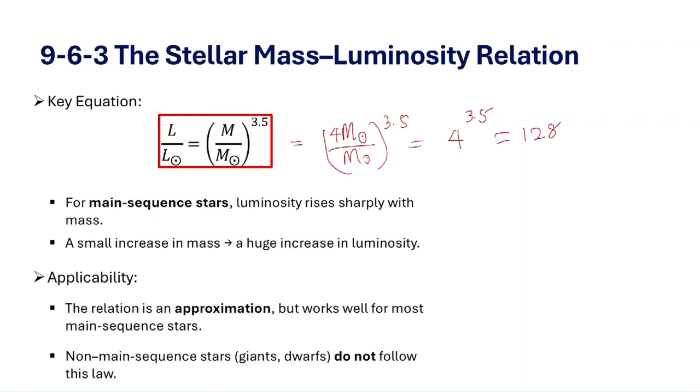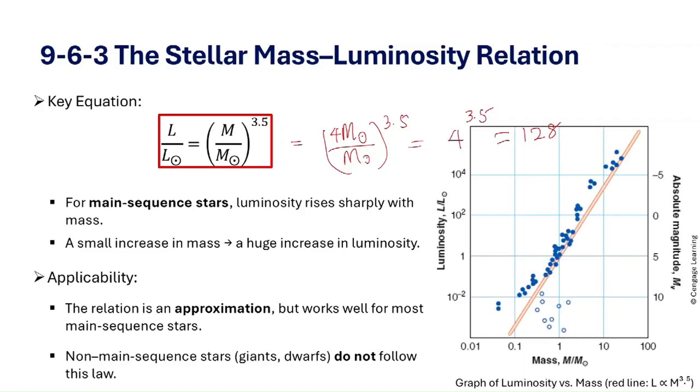And it's important to note that this relation is an approximation. It works well for most main sequence stars, but stars that are not on the main sequence, like giants, supergiants, white dwarfs or brown dwarfs, do not follow this rule. So this law is specific to the main sequence.